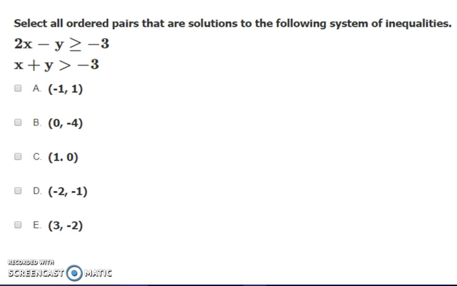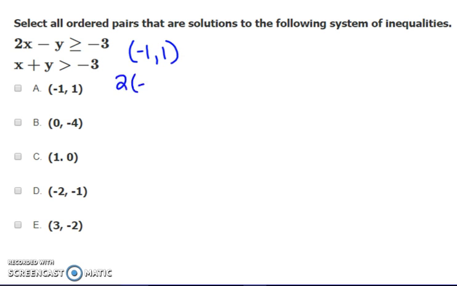It's asking you to select all ordered pairs that are solutions to the following systems of inequalities. Now, in order for the coordinate pair to be a solution, it has to make true statements for both of the inequalities, not just one, but both of them. I'm going to start with (-1, 1), and I'm going to do this the algebraic way. I'm going to plug it in.